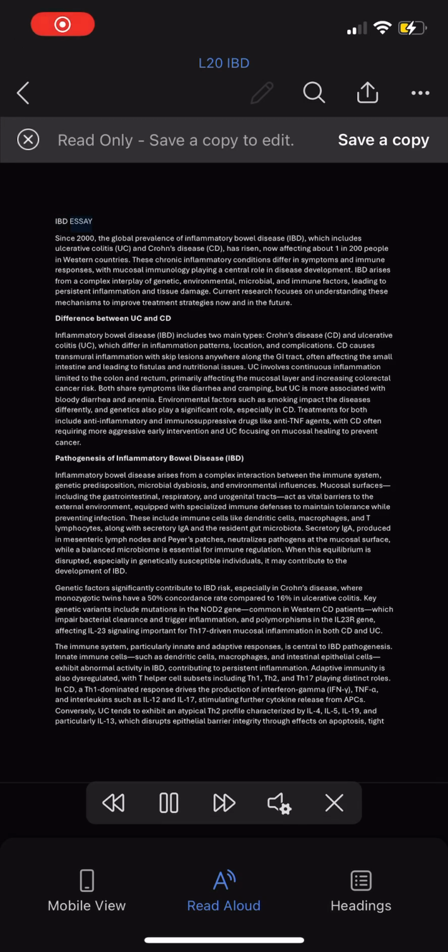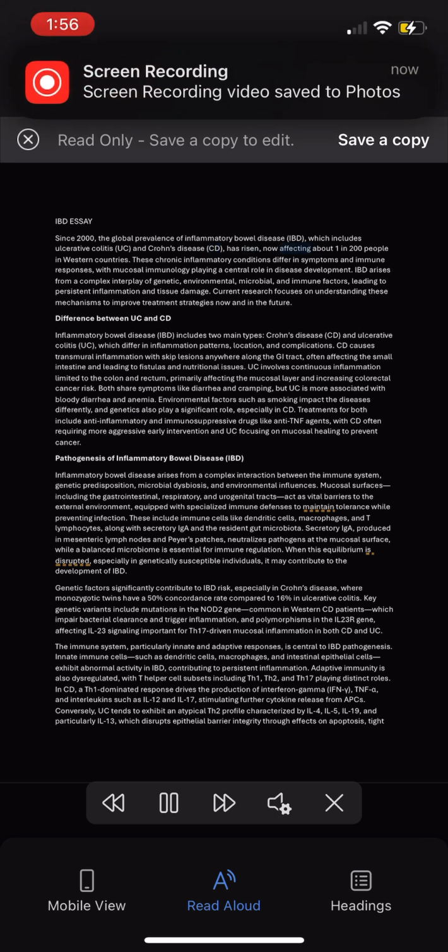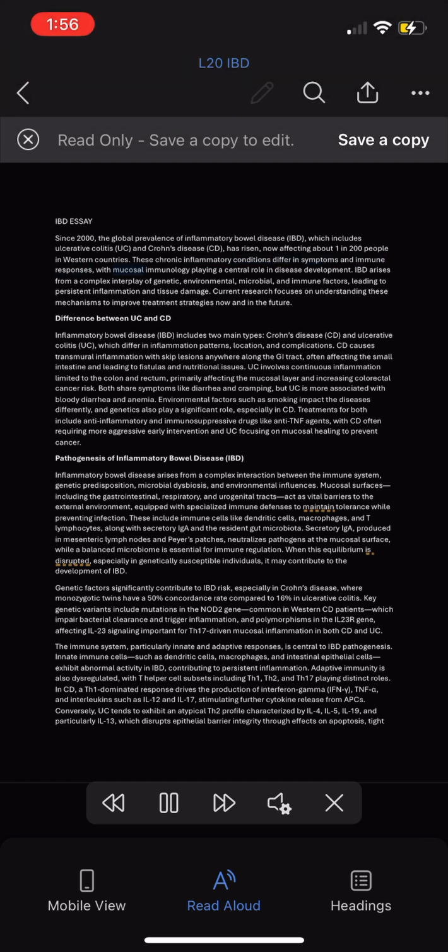IBD essay. Since 2000, the global prevalence of inflammatory bowel disease, IBD, which includes ulcerative colitis, UC, and Crohn's disease, CD, has risen, now affecting about 1 in 200 people in Western countries. These chronic inflammatory conditions differ in symptoms and immune responses, with mucosal immunology playing a central role in disease development. IBD arises from a complex interplay of genetic, environmental, microbial, and immune factors, leading to persistent inflammation and tissue damage. Current research focuses on understanding these mechanisms to improve treatment strategies now and in the future.